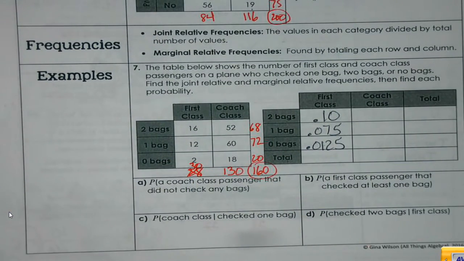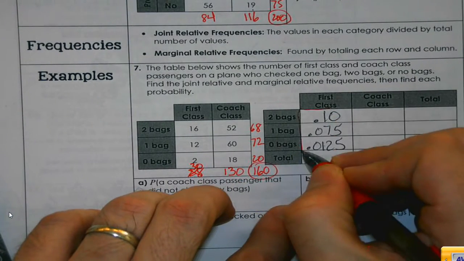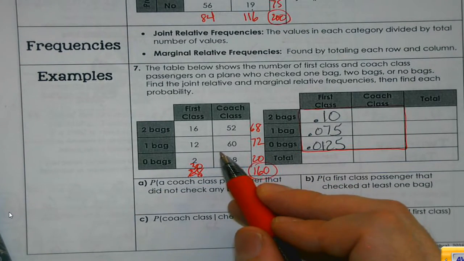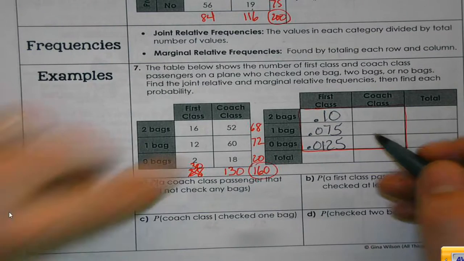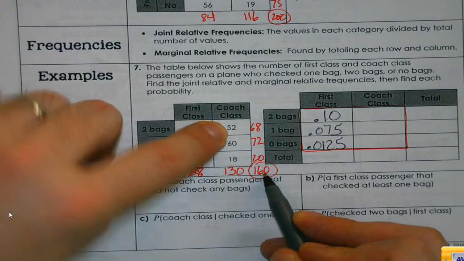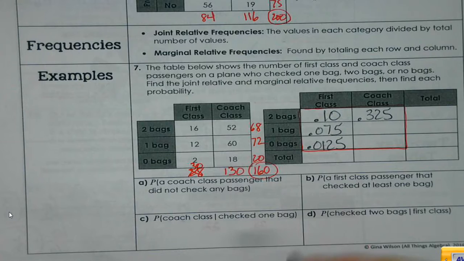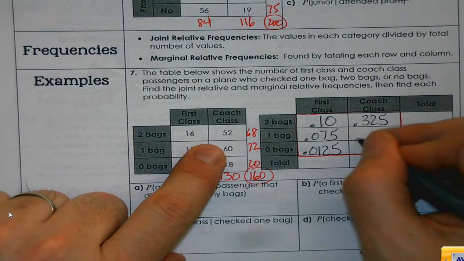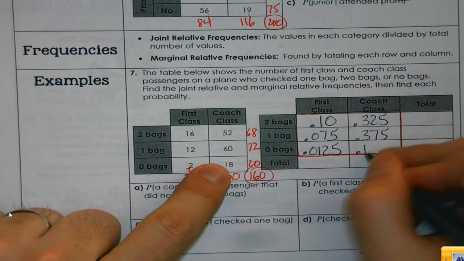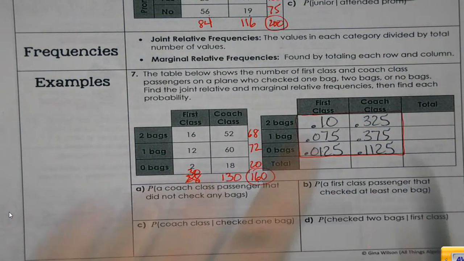So you'll notice there's only 6 boxes here. Like there's a lot more than 6 boxes over here. These boxes right here are the ones that I'm seeing over on this side. So that's what I'm filling in right now. And it's just, again, taking the number in the box, dividing it by the total. So 52 divided by 160. 60 divided by 160. And 18 divided by 160. So those divided by 160 get me these.